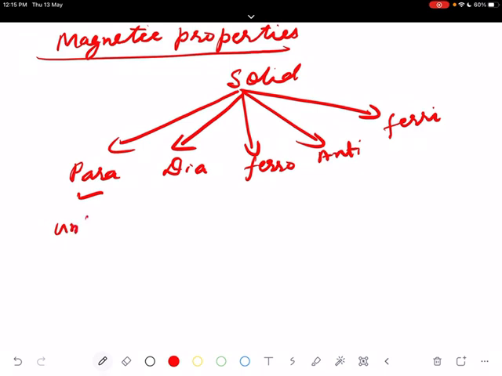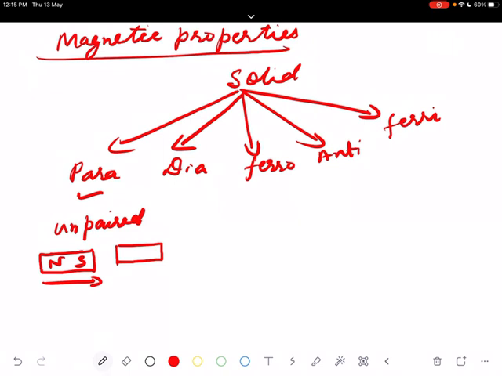So here, unpaired electrons will be there. These are magnetized in the same direction as the magnetic field applied. So suppose this is the applied magnetic field, north, south. And suppose you are putting a safety pin over there. Now the safety pin will act as a magnet. They lose their magnetism in the absence of this magnetic field.